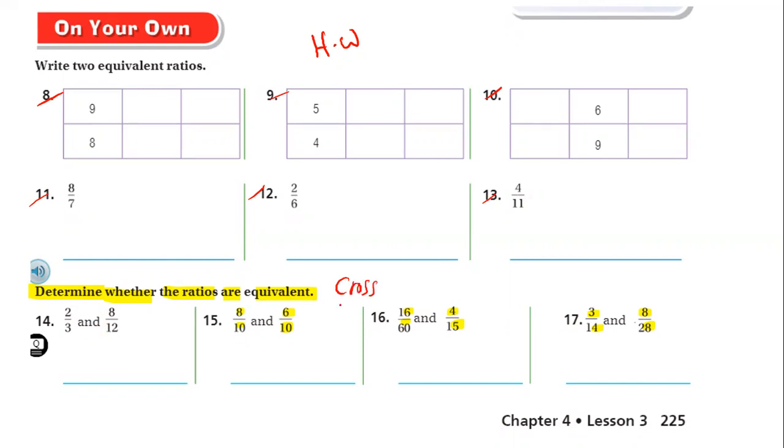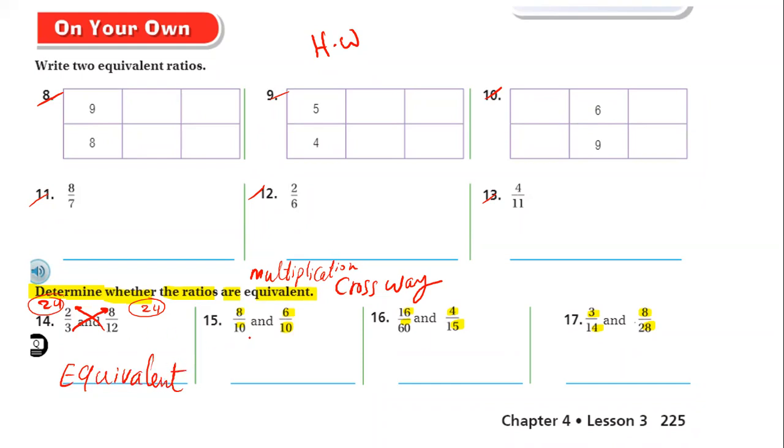Multiplication. Division. Crossway. We can use Crossway. When you multiply 3 times 8 equals what? Equals 24. And 12 multiplied by 2 equals 24. So they are equivalent. 24 equals 24. So they are what? Equivalent.